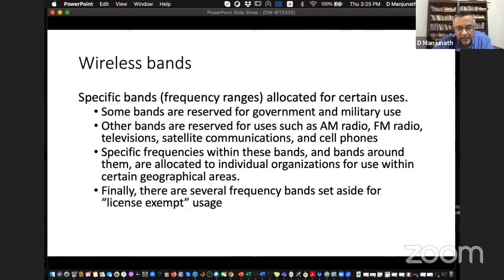So the key thing to take away here is that in this set of allocations, there is a small band called the license exempt band. For every other band, you need to ask the government's permission to transmit in that band. In this license exempt band, you don't need to. Every government has agreed that there is some part of the electromagnetic spectrum where you do not need licenses to transmit. These are called license exempt bands.